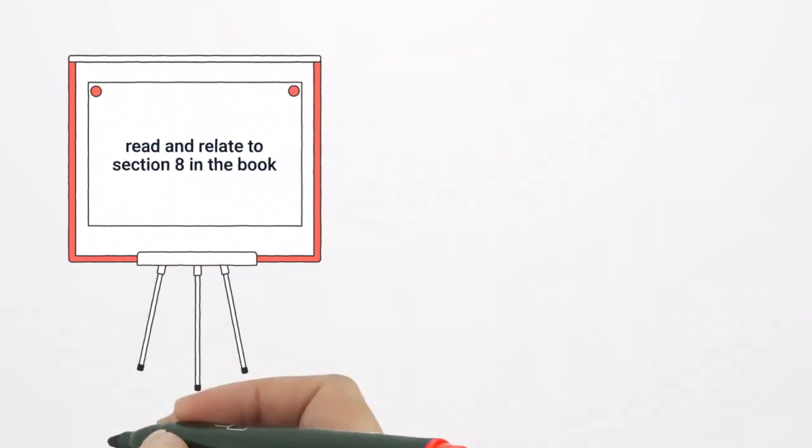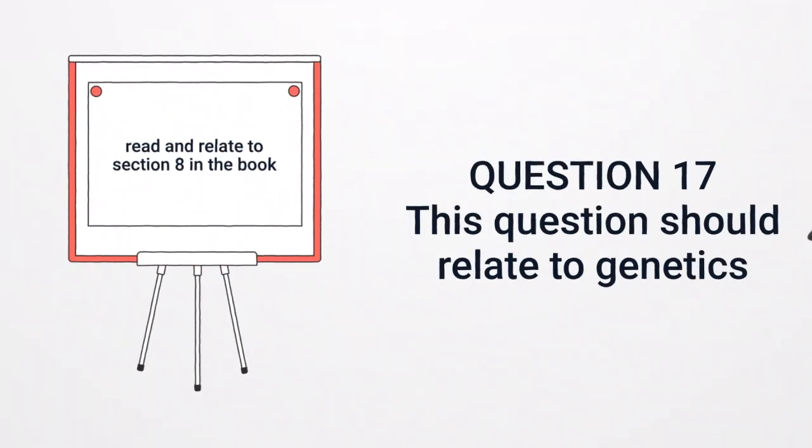Question 17 should relate to genetics. We find that learners sometimes talk about how medicines are tailored to individuals, but we want to know what part genetics play in relation to the 4 points. Read and relate to Section 8 in the book for more information.